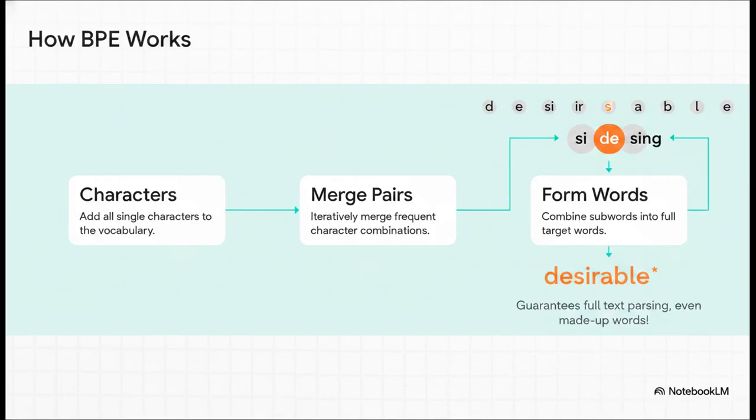Here is the intuition behind how BPE works under the hood. It efficiently builds its vocabulary from the ground up. It starts by adding all single characters to its dictionary. Then, it iteratively merges the most frequent character pairs into subwords. For example, if D and E frequently appear together, they merge into the subword DE. It keeps merging these frequent combinations until it reaches a target vocabulary size. This brilliant approach guarantees that the tokenizer can parse absolutely any text it encounters out in the wild, even completely made-up words.